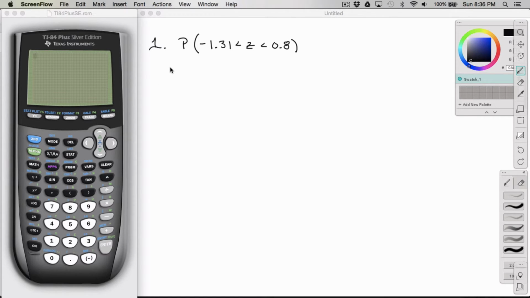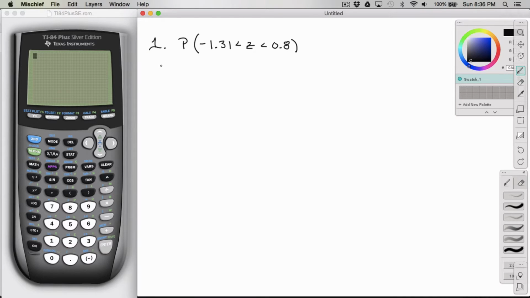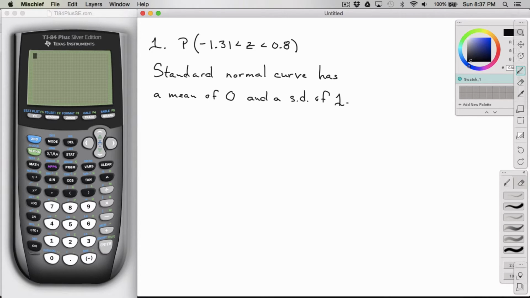And remember, when we do this, there's a few things that we need to know. The standard normal curve has a mean of 0, and I'm going to abbreviate here S.D. for standard deviation, and a standard deviation of 1. In later episodes, we'll find out what to do with our calculators if we have a mean that's not 0 and a standard deviation other than 1.